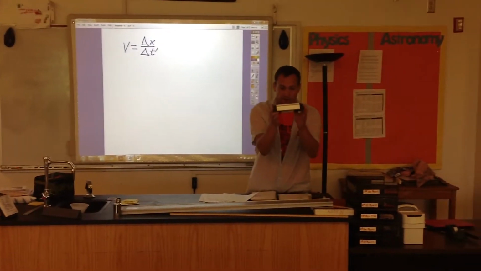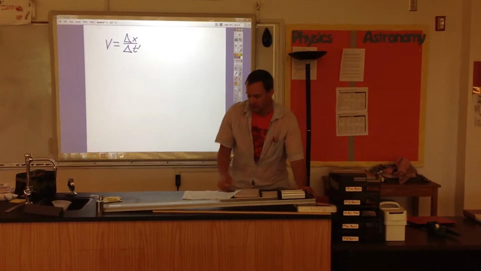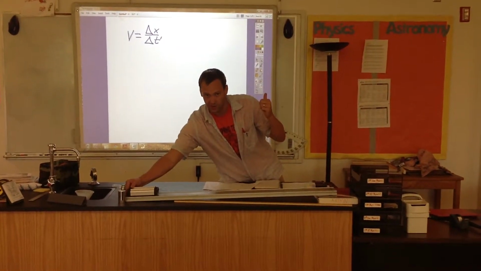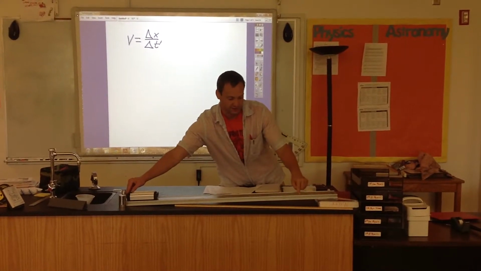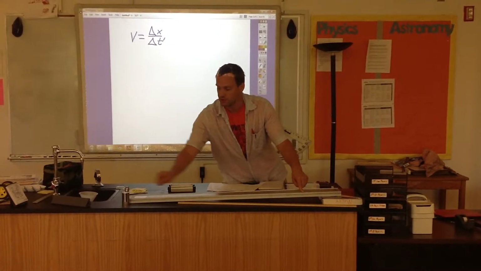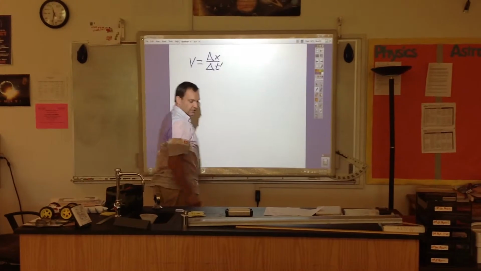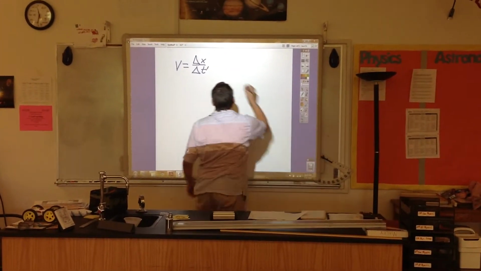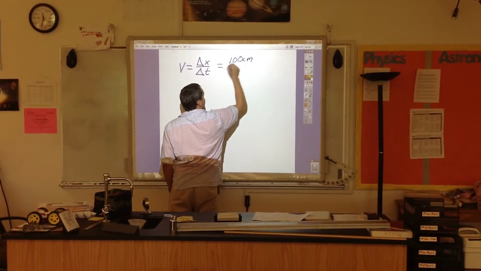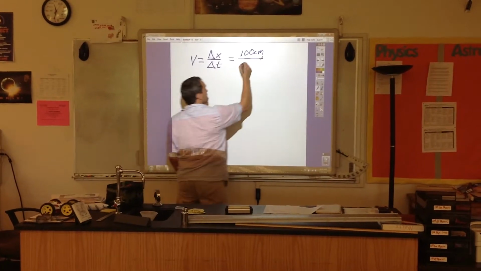So, on our setup, we have a cart that's going to start at a particular position. It's going to roll down the track, and it's going to take a certain amount of time to get down. So we have a distance that we travel. Say, for example, we go from 100 centimeters to 0. 100 centimeters to 0 would give us a change in position of 100 centimeters.